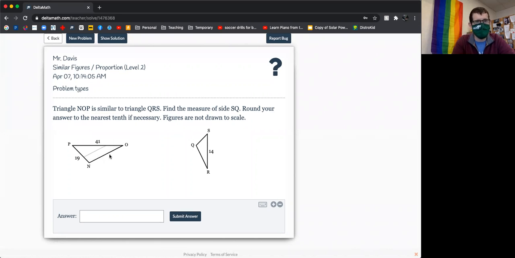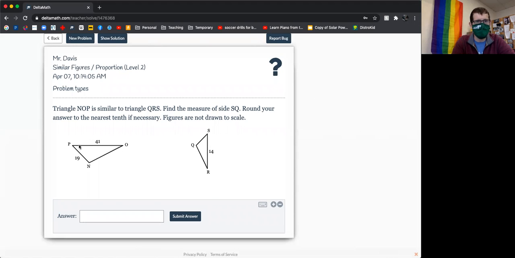And you can see the very first thing that's happening in this animation is that this first triangle is being dilated smaller, and then they rotate it, and then they slide it over, translate it. So it's a composition of transformations, right? And now we can see what corresponds to what. So this 19 right here corresponds to this side SQ.